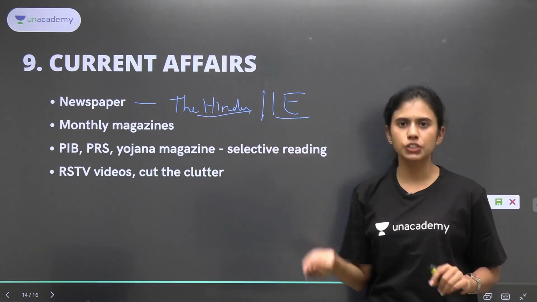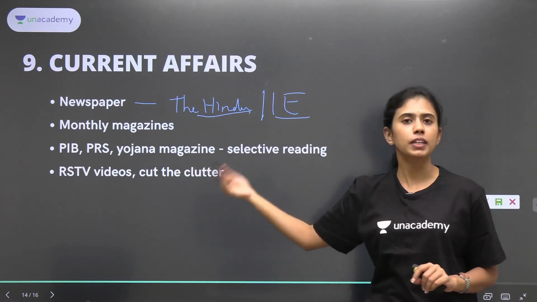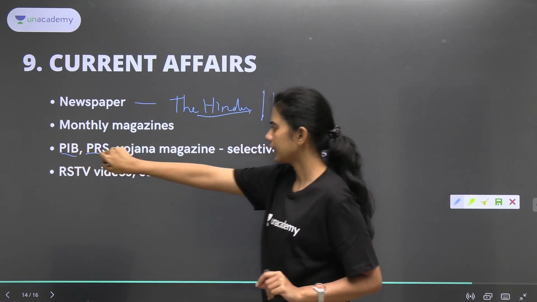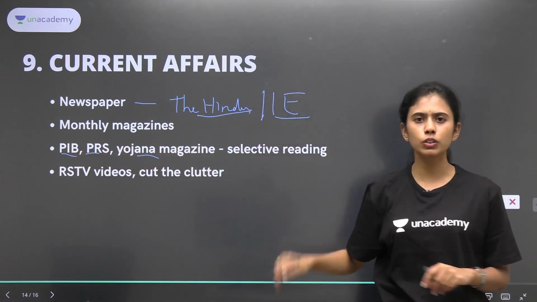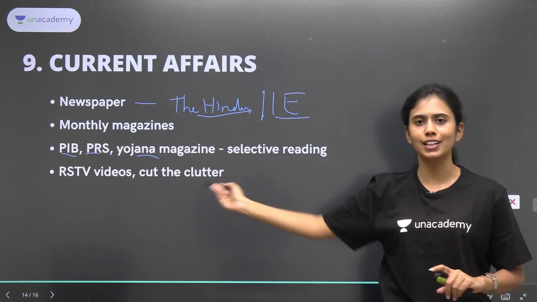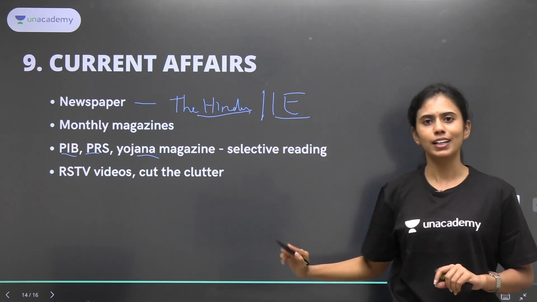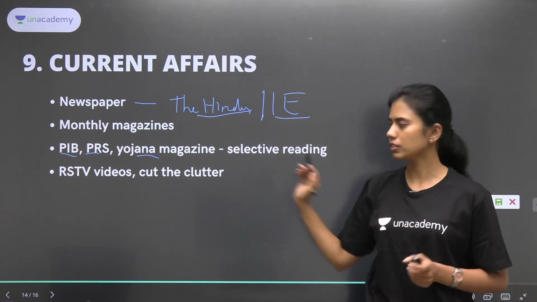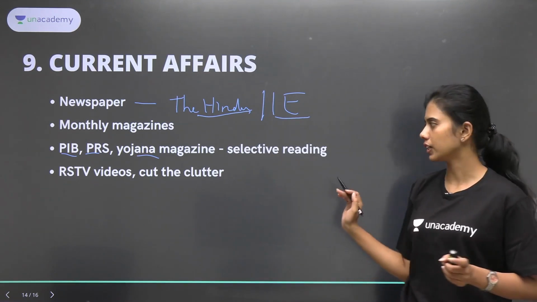And then occasionally for selective reading, I went for PIB and PRS. These are websites. And then Yojana magazine also. If somebody says that a very good article has come in Yojana, then I would go and read it. Otherwise, it was not done on a monthly or regular basis. It's just occasional selective reading.